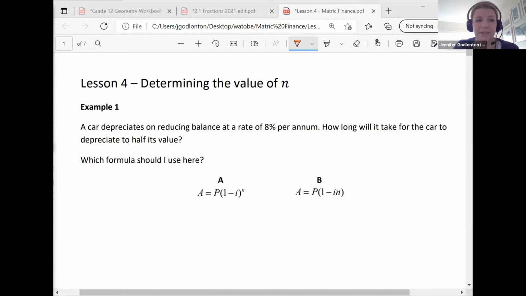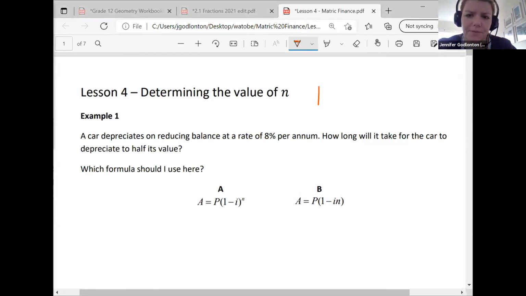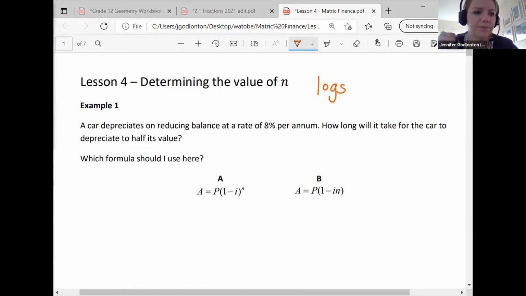Can I actually just get an idea so that I know where we're at in the chat? Can you just let me know if you've done logs in class? I think you would have done them in inverse functions. So logs, just say yes or no, so I can get an idea. Cool. Oh, I'm so relieved to see all these yeses. I had a panic that people were not going to know what a log is, and that we'd have to take a big step back.